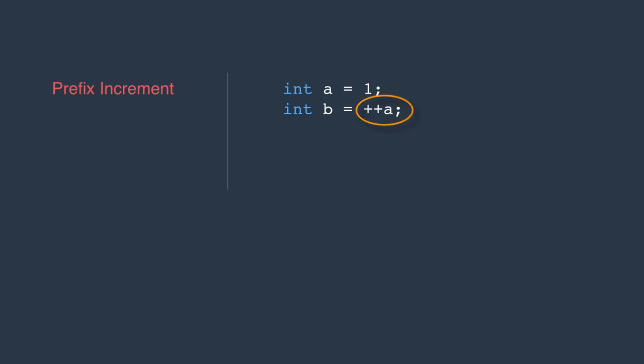Now let's take a look at a different way of applying the increment operator as a prefix. In the second line, first a is incremented by 1 and then it's assigned to b. So after the second line, both a and b are going to be 2. So be aware of this difference.